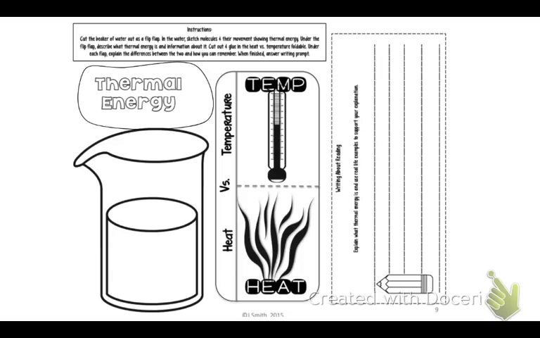All right, you need to get this paper, and you're going to cut around thermal energy. That's why I drew kind of a circle around it. I know it's not a nice circle, but it's a rounded off circle there. You need thermal energy because you're going to glue that into your notebook. You need to cut out the beaker, so cut all the way around it. In the center, you're going to cut all the way around that heat versus temperature, and then cut on the dotted line for that flap, and then you're going to cut around the writing.